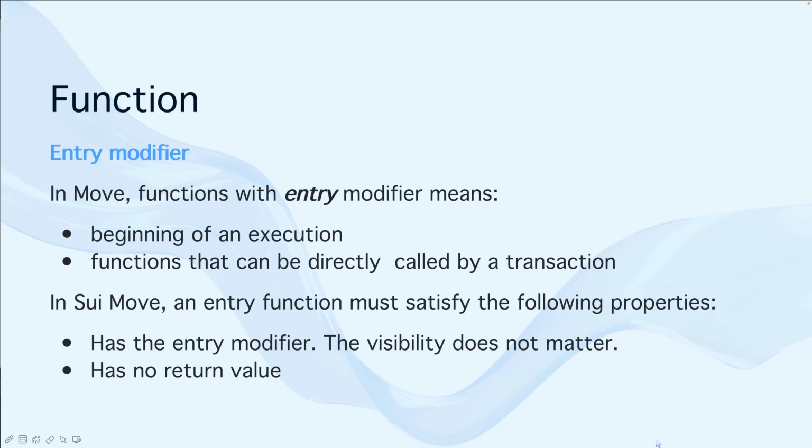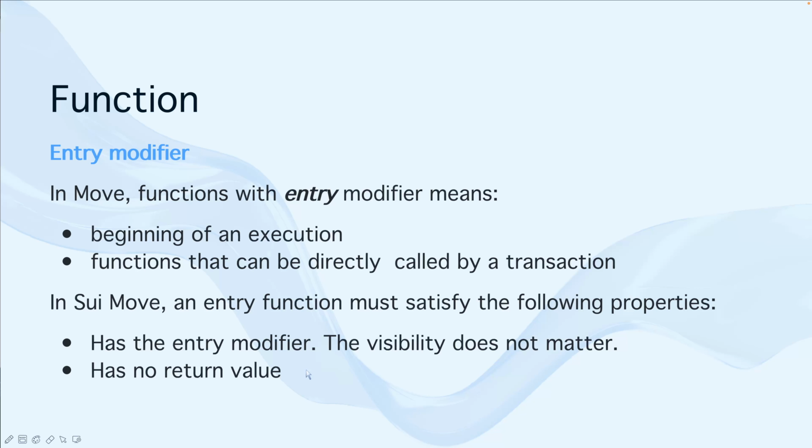In general, an entry function must satisfy the following properties. It has to have the entry modifier, but the visibility does not matter. It also has no return values. Alright, there is a code example showing this. Both of these are entry functions, but the first one is a public function, and the second one is a private function. But as we said, the visibility does not really matter.